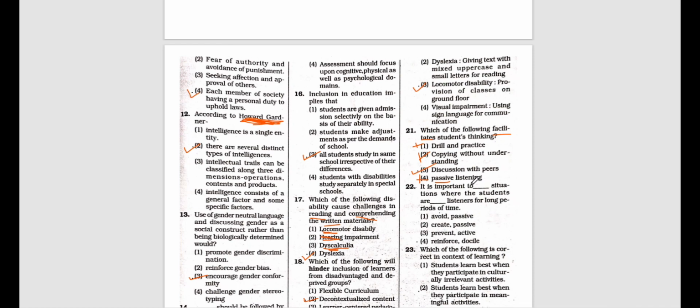It is important to blank situations where the students are blank listeners for long periods of time. The options are: avoid passive, create passive, prevent active, reinforce docile. So which one do you think is the correct answer? Please pause the video and mark your answer. Here the correct answer is reinforce and docile. It is important to reinforce situations where the students are docile listeners for long periods of time.